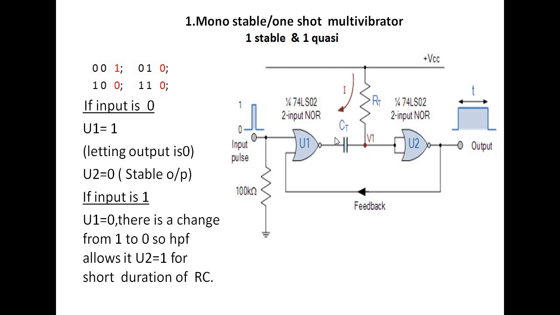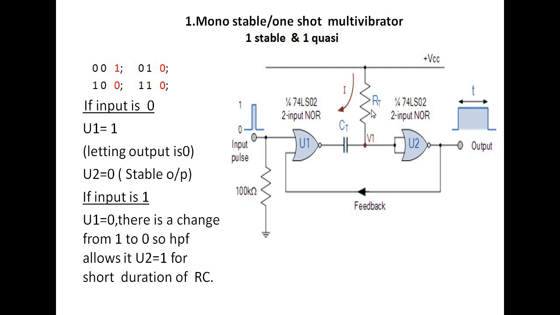Right? High pass filter. What this capacitor actually does is, if there is change at the output of U1, then only it will allow that state to U2. Otherwise, it doesn't allow the state to U2 from U1, because capacitor allows the change. Capacitor allows the AC voltage. AC voltage means change. Right?